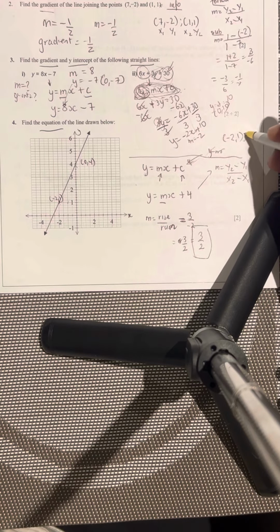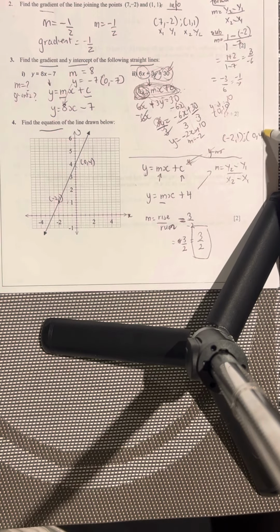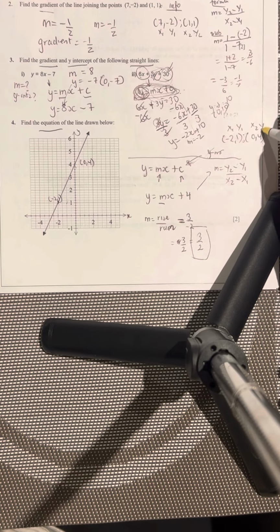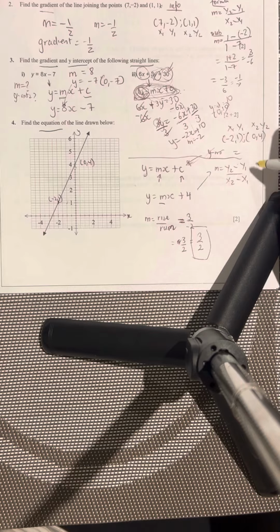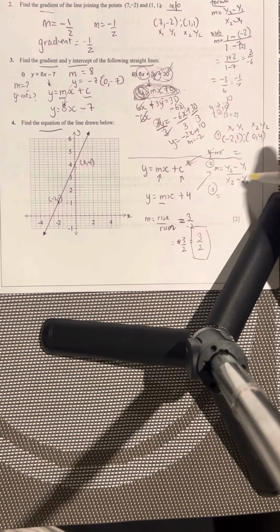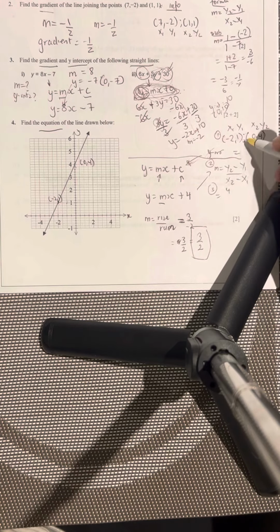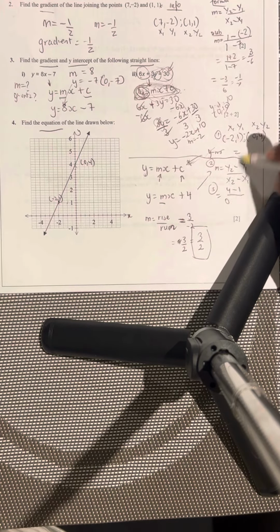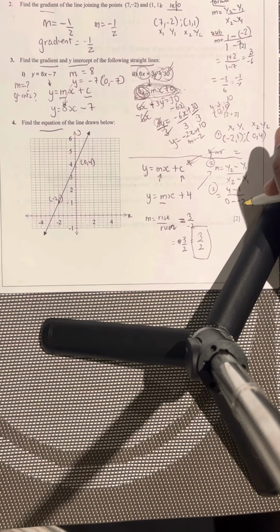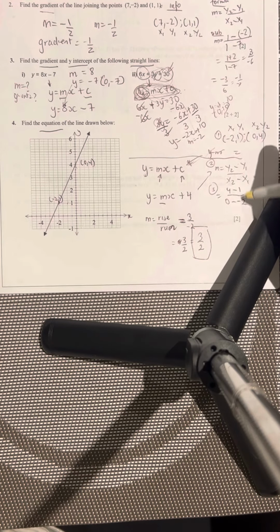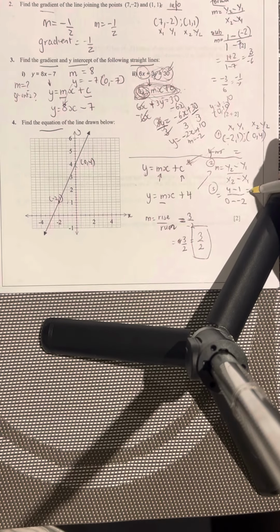-2, 1, and then we've got 0, 4. Let's label these coordinates x1, y1, x2, y2. Now let's substitute into the formula. y2 minus y1: what's our y2? 4. What's our y1? 1. x2 is 0. x1 is -2. So x2 minus x1 is 0 minus -2. Got to be very careful with that.